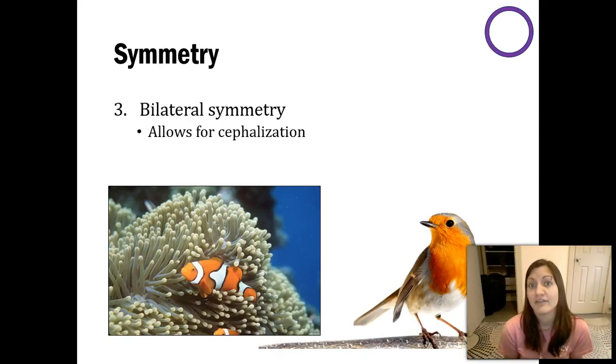Now, this has a lot of benefits, which is why we see so many organisms with bilateral symmetry: it allows for cephalization. The prefix ceph refers to head. So cephalization is the development of a head region. Because we have a clear left and right, we have a clear up and down, we have a clear forward and backward, we can develop nervous tissue in one centralized area of our body, aka really our brain. Different organisms will have different developments of the brain, but if you look at all of our bilateral organisms, they all have some sort of brain, and they're all in the head region.